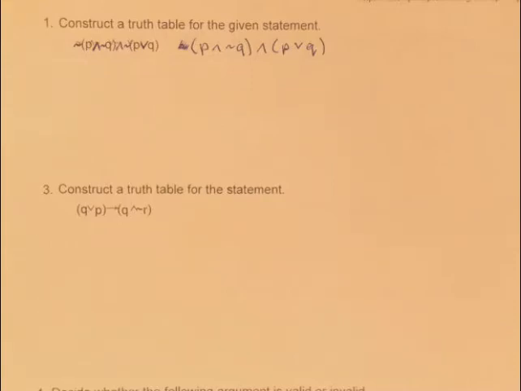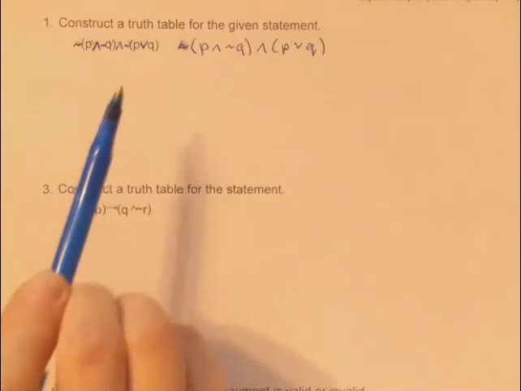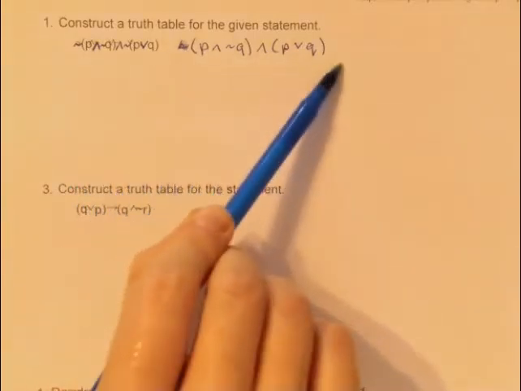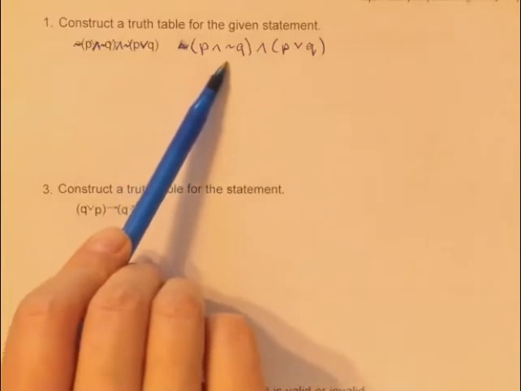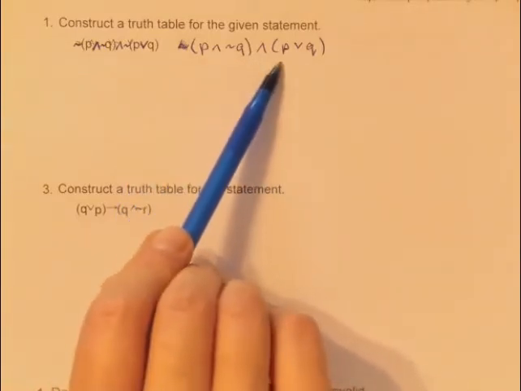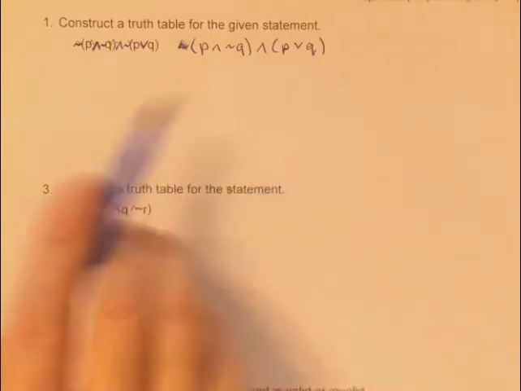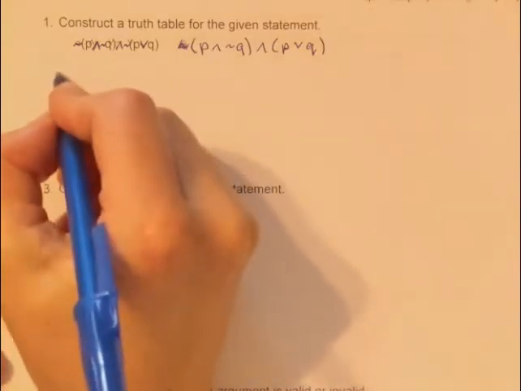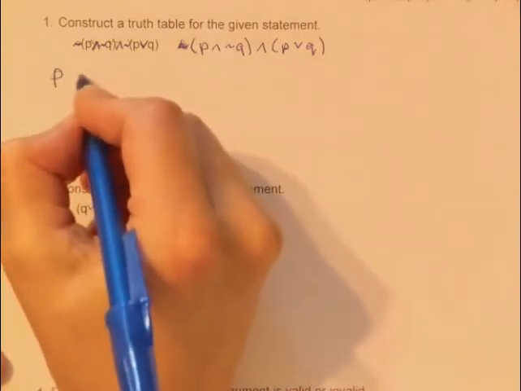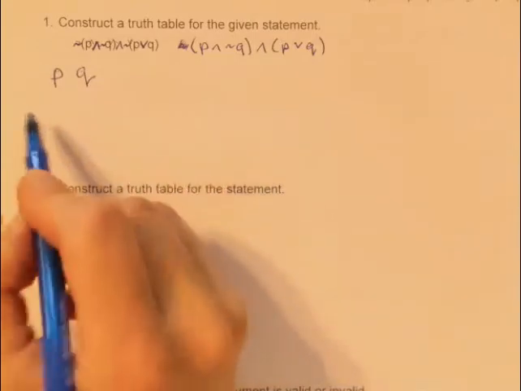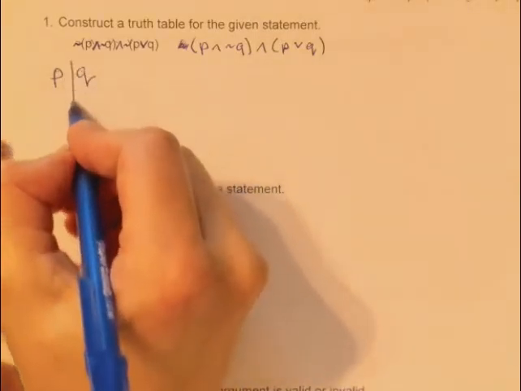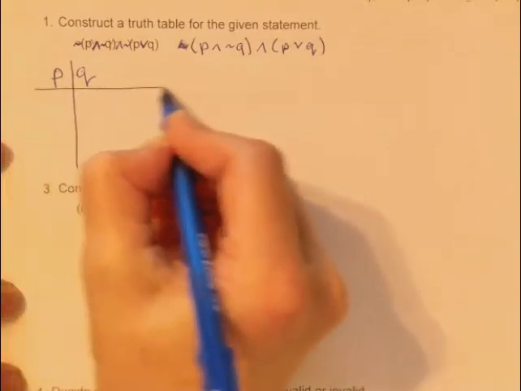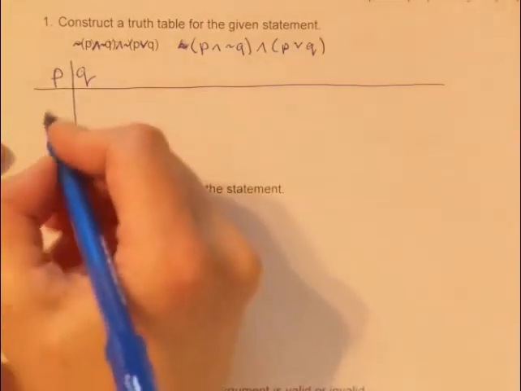Hello, let us start our review with logic. We construct a truth table for the following statement: P and not Q, and P or Q. So the first two columns must be for P and Q. We have only two variables. It means that we must have 4 lines.